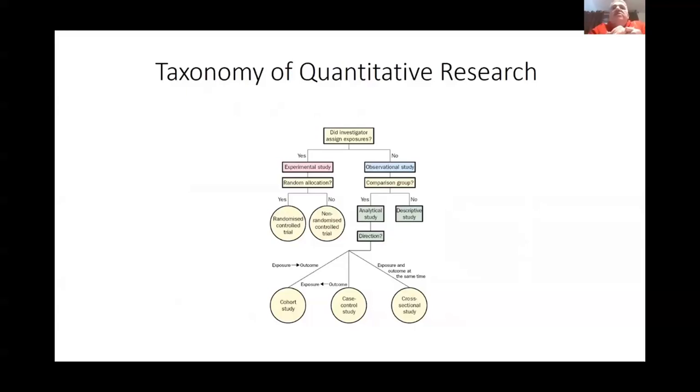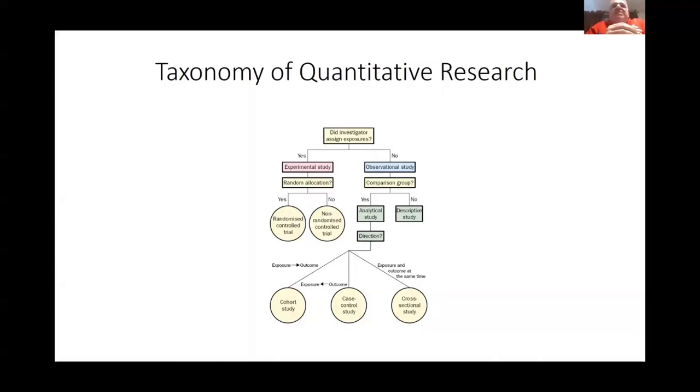Let's talk about study design in quantitative research in detail. This taxonomy of quantitative research is very important. And let me tell you, if you leave my presentation today and only understand this taxonomy perfectly, for me, this is more than enough. It is essential to understand the study design if you are reading a literature or conducting a research. So I simplified it in a very nice way.